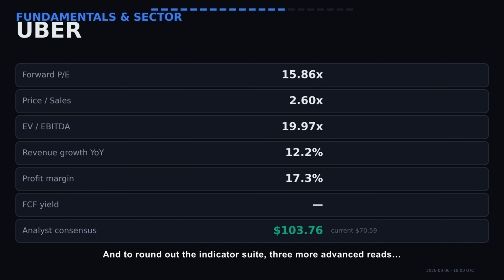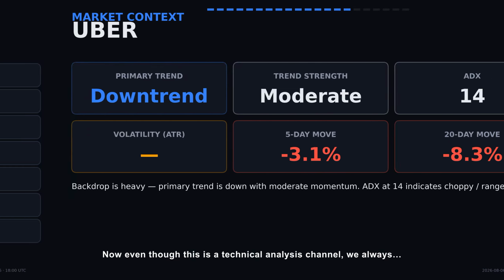Now, even though this is a technical analysis channel, we always sanity check the fundamentals. Here, revenue's growing 12% year over year. That matters because it tells us whether the chart is rhyming with the underlying business, which is when the highest conviction setups happen. Step back with me.